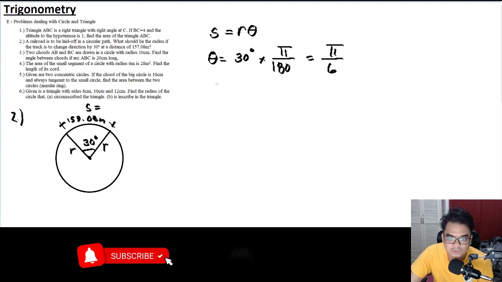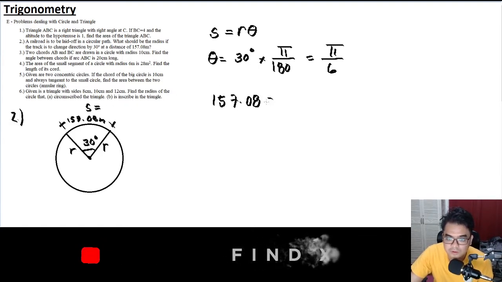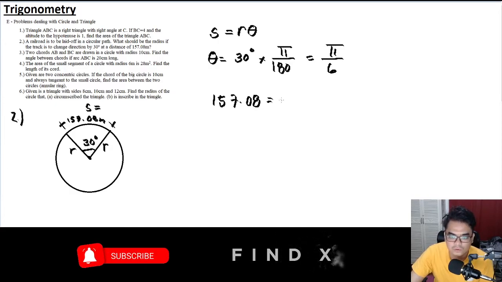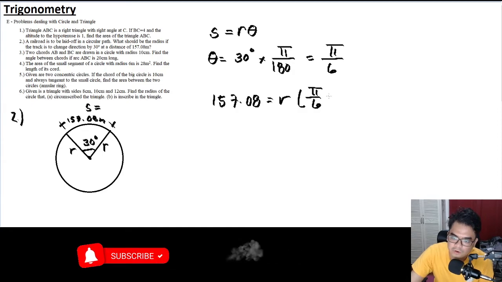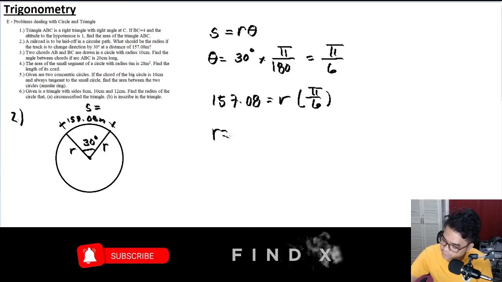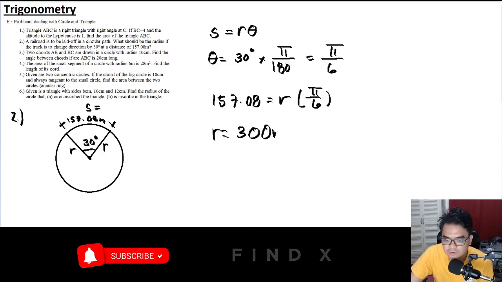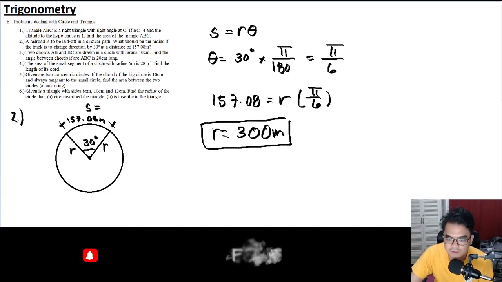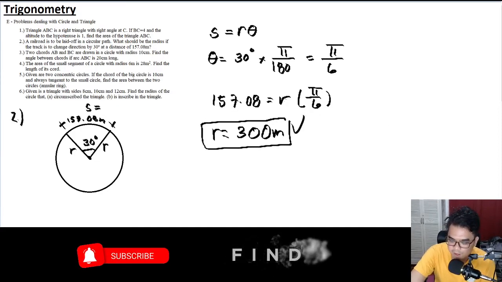So S is equal to 157.08, equal to R, which is the one we're looking for, times theta, which is simply pi over 6. If you solve for R, R is exactly 300 meters. Really easy one, as long as you know the formula.